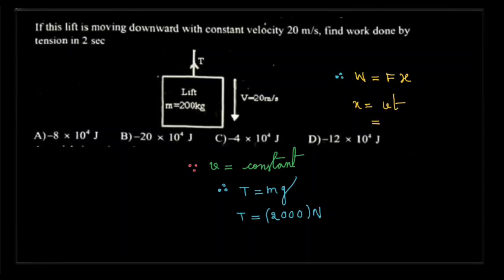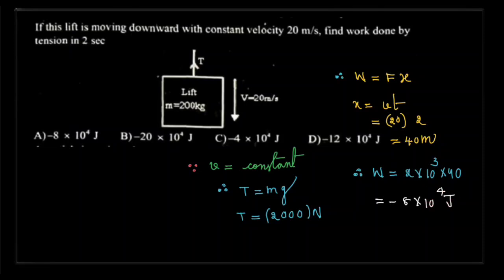What is the velocity here? The velocity is 20 into time 2, therefore that is equal to 40 meters. Now what is the work formula? Work is equal to force into displacement. Force is 2000, so 2 into 10 power 3 into 40. Therefore that will be equal to minus 8 into 10 power 4 joules. That is the answer for this question.